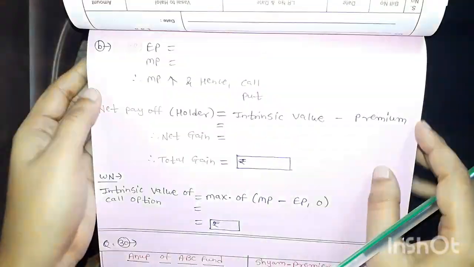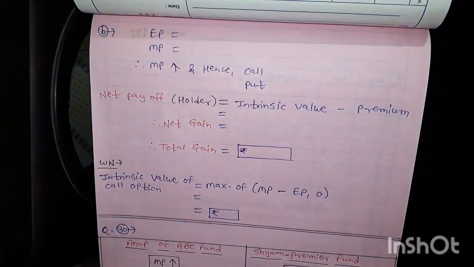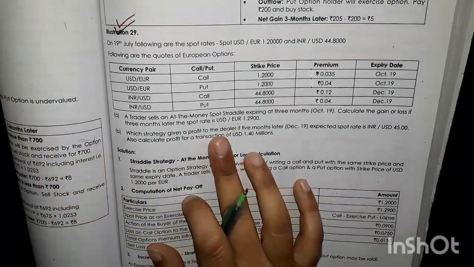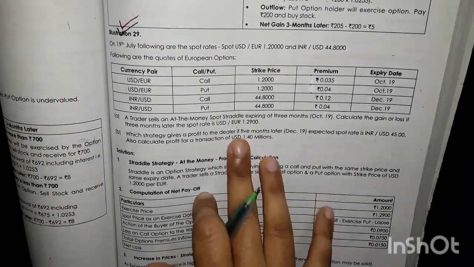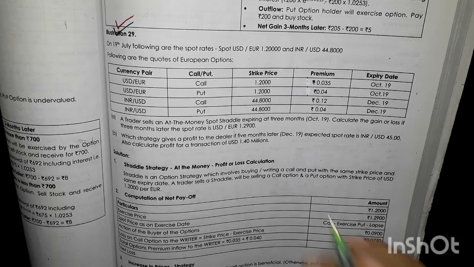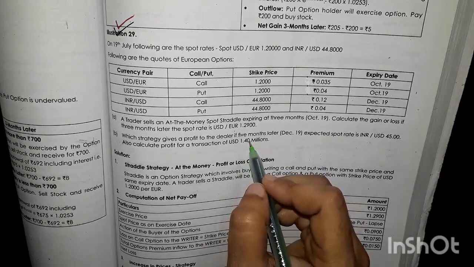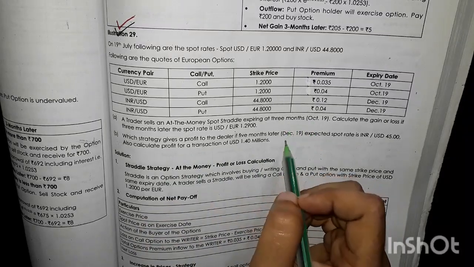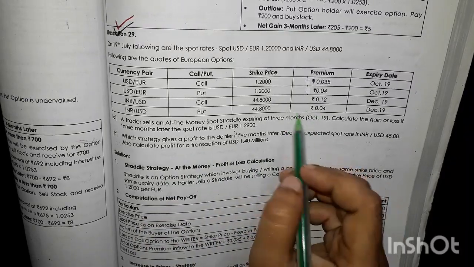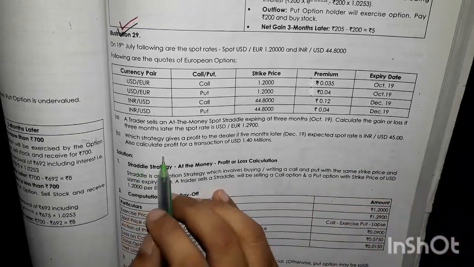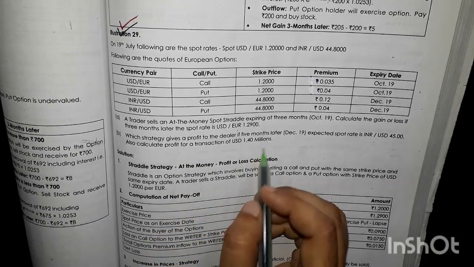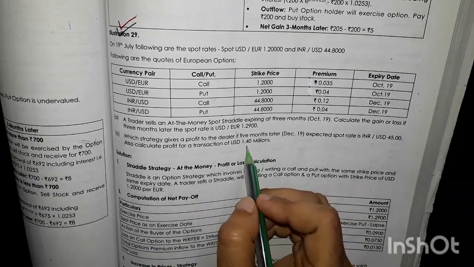So here we have completed this part A. Now we will go for part B. Which strategy gives a profit to the dealer? Okay, so now we are calculating from the point of view of a dealer. Dealer means holder of the option. If the 5 months later, see, this was 3 months later and this is 5 months later. Expected spot rate is 45, and also calculate the profit for the transaction. Here the number of units is given, that is 1.40, so the transaction is for 1.40 million.